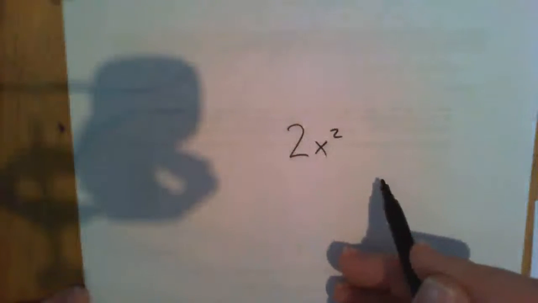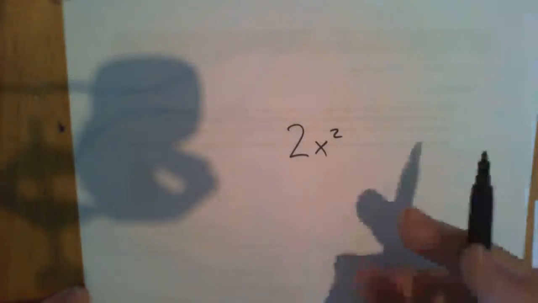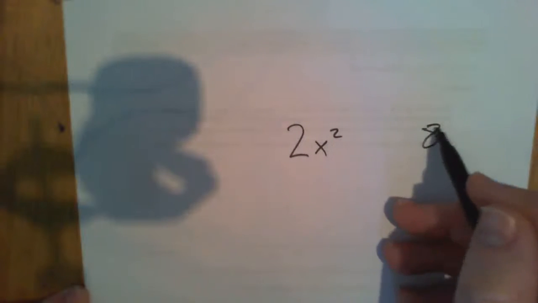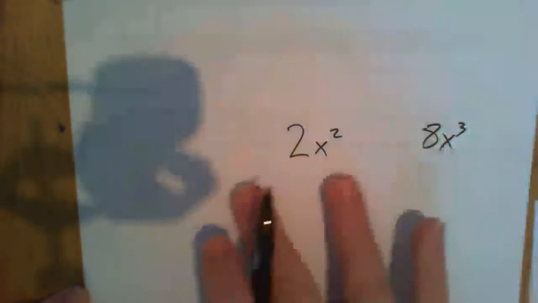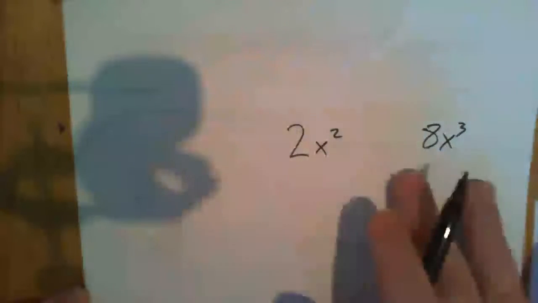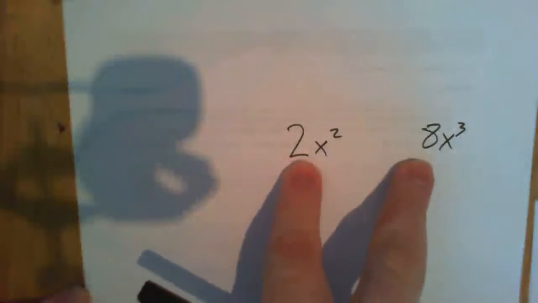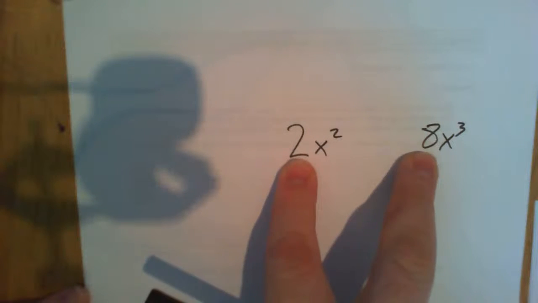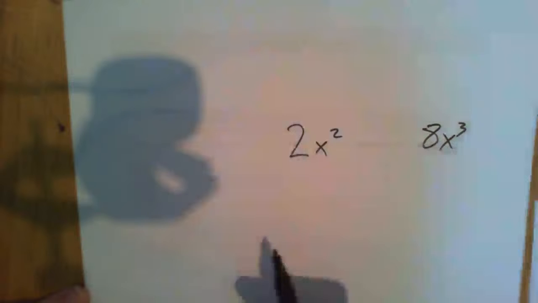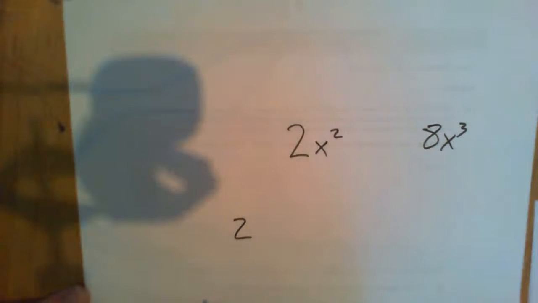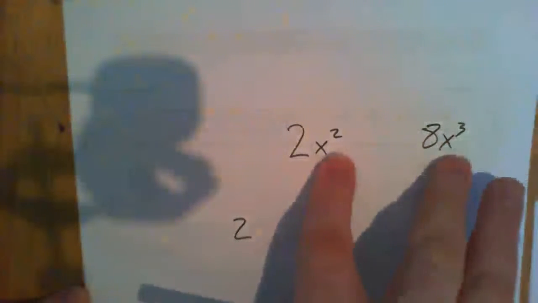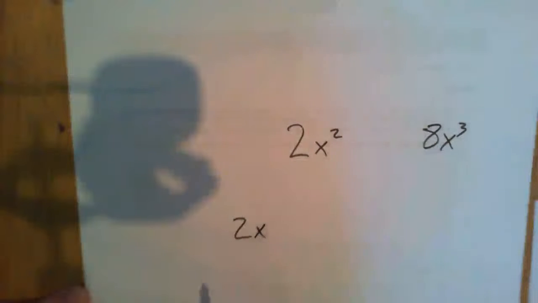So we're going to try one or two of these just to make sure we can get these right. Have a look: 2x squared, and let's find another one, 8x cubed. We're going to find the highest common factor of both of these. So let's start with the numbers. I have a 2 and an 8. The highest common factor of 2 and 8, well, you have to do it in your head, but it's 2. So that works. Now let's deal with the letters. Both of them have an x.